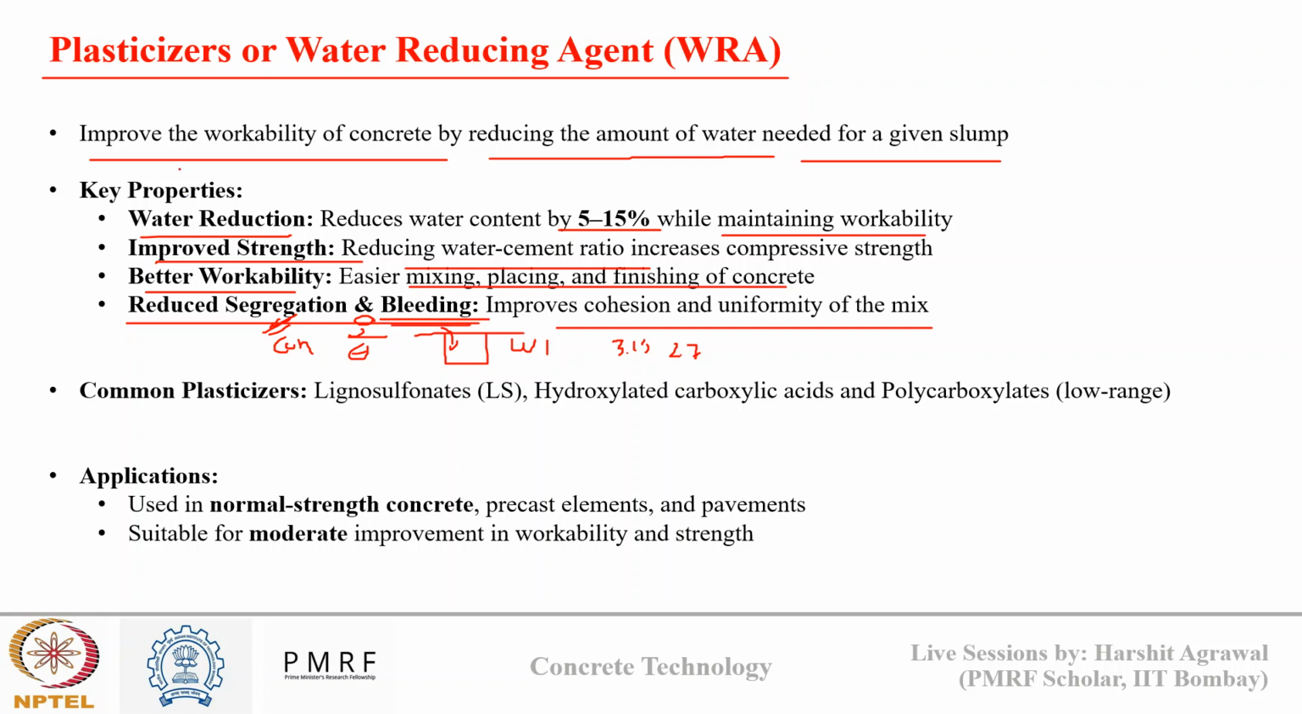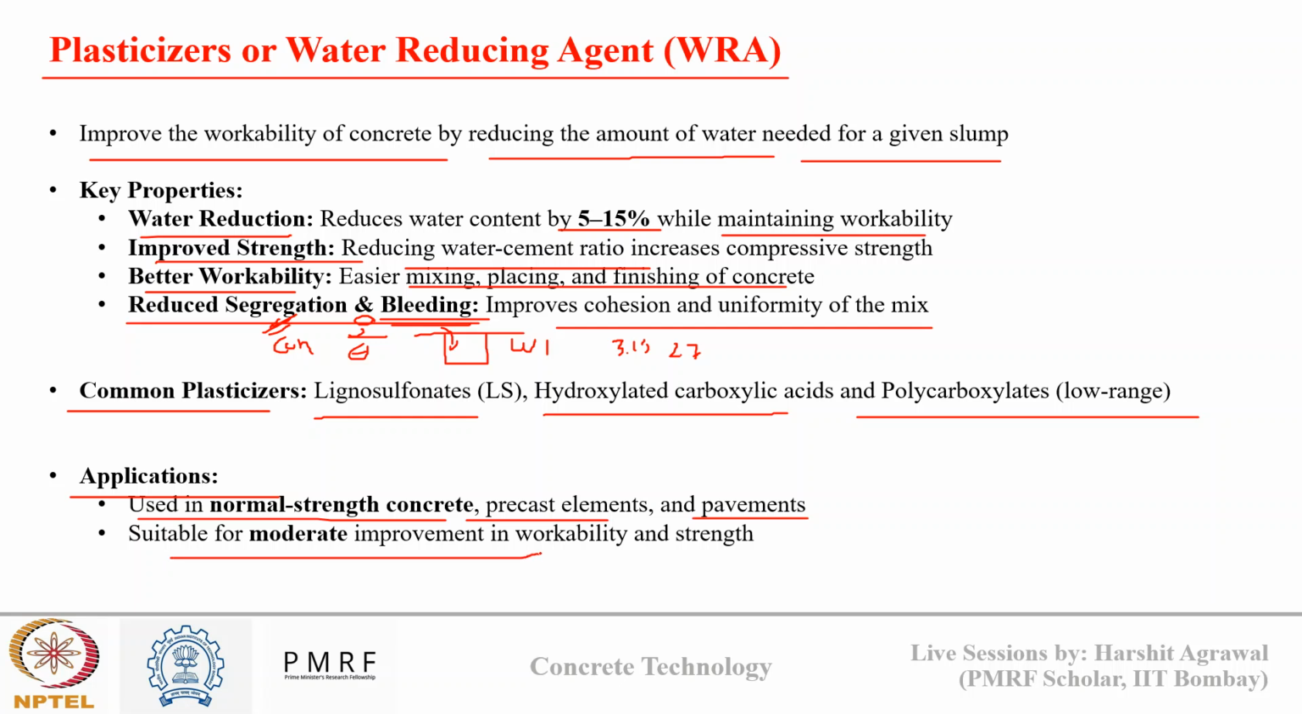So using plasticizer, I can improve the cohesion and uniformity of the mix, and I can reduce the chances of segregation and bleeding. Some commonly known plasticizers are lignosulfates, hydroxylated carboxylic acid, and polycarboxylate. We'll see their structure after a couple of slides. Their application is in normal strength concrete, precast elements, and pavement, and they are suitable for moderate improvement in workability and strength. That's why they are known as water reducing admixtures.